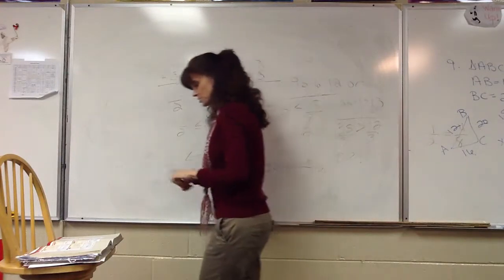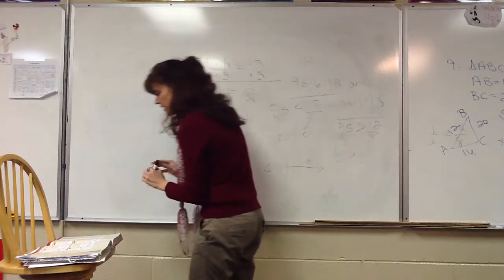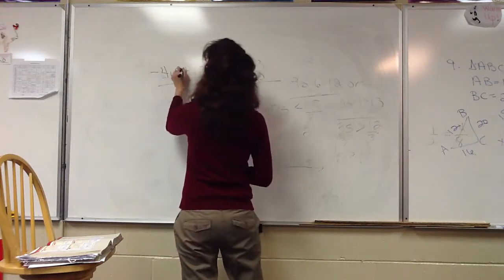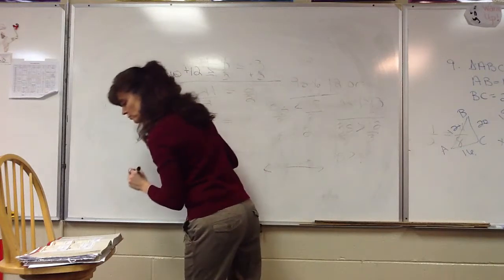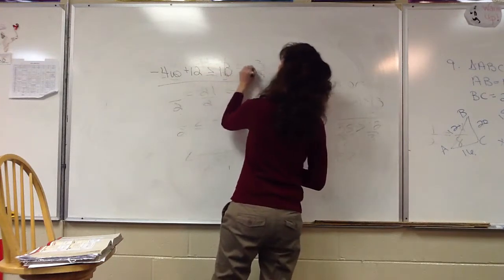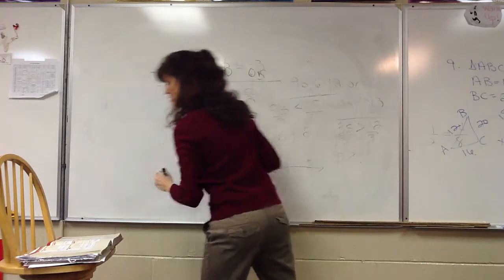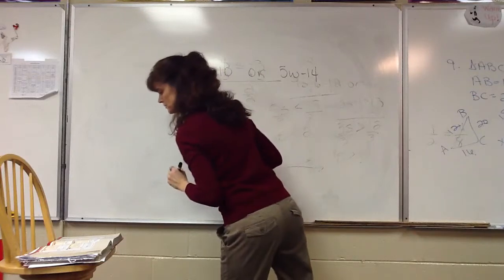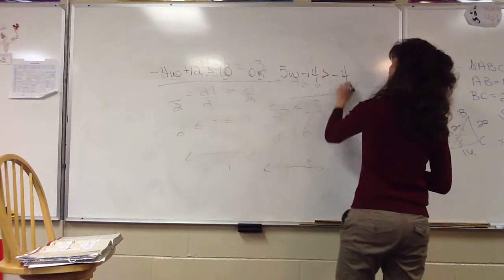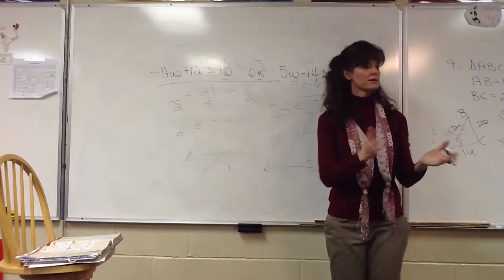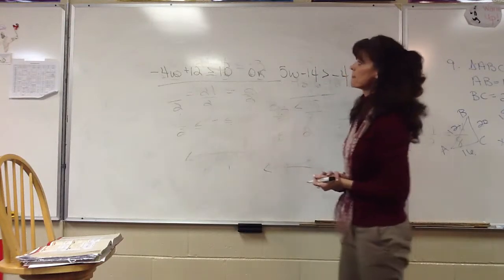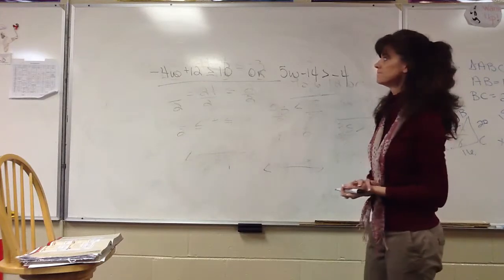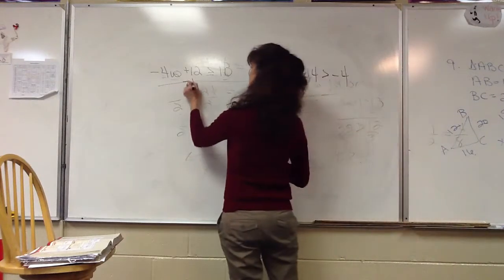Okay, number 23, that is an or. We have negative 4w plus 12 is greater than or equal to 10, or 5w minus 14 is greater than negative 4. Riley, what am I going to do first? You're going to subtract 12 from both sides.